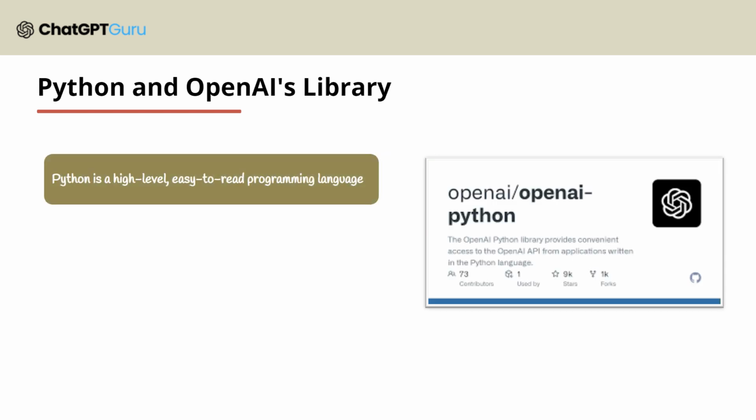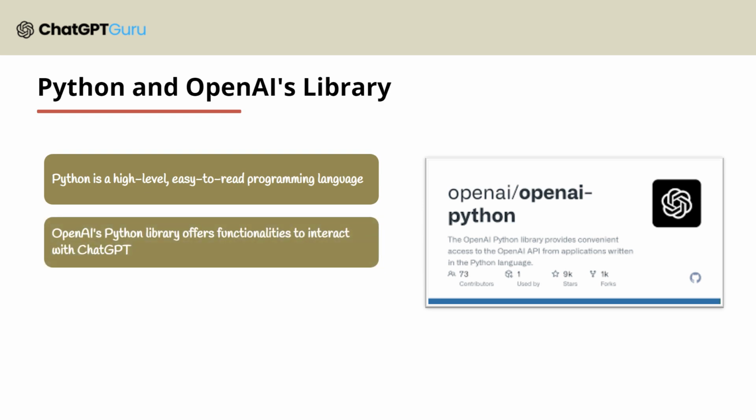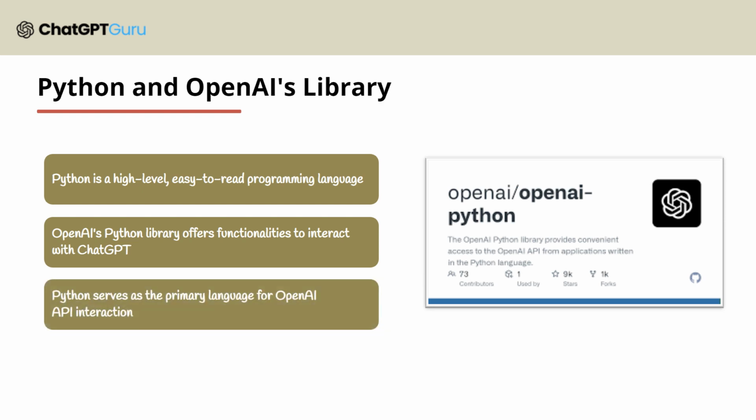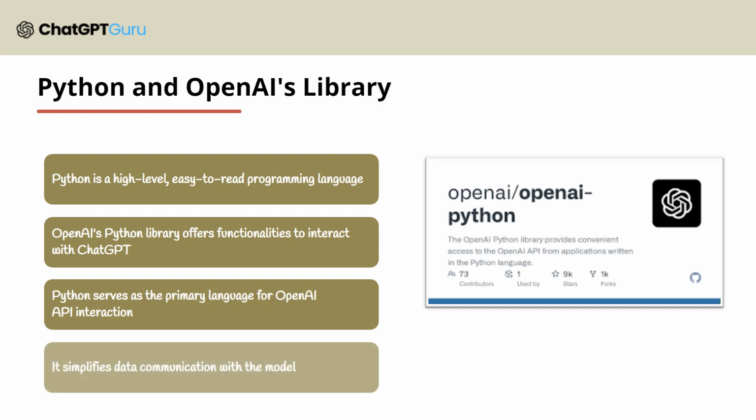Next, we have Python, a high-level programming language celebrated for its readability and simplicity. It's the primary tool you'll use to interact with OpenAI's API. OpenAI's Python library equips you with an array of easy-to-use functionalities to interact with the ChatGPT model, simplifying the process of data communication.